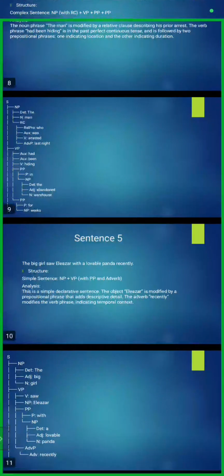And the last one, sentence number 5. The big girl saw Eleazar with a lovable panda recently. The structure is a simple sentence, NP plus VP, with PP and adverb. This analysis: this is a simple declarative sentence. The object Eleazar is modified by a prepositional phrase that adds descriptive details. The adverb recently modifies the verb phrase, indicating temporal context. And this is the last diagram, from sentence number 5.